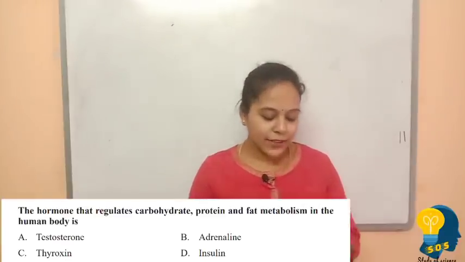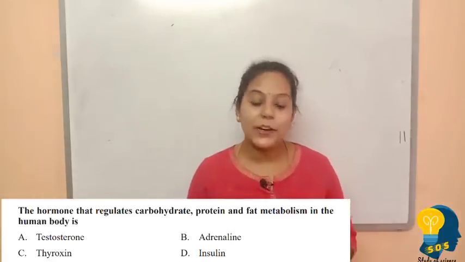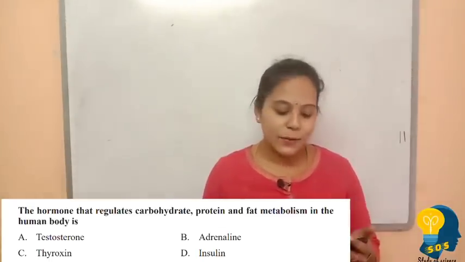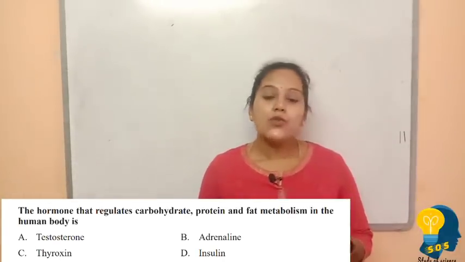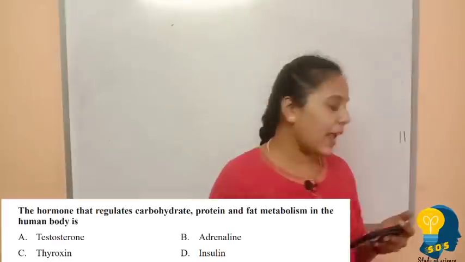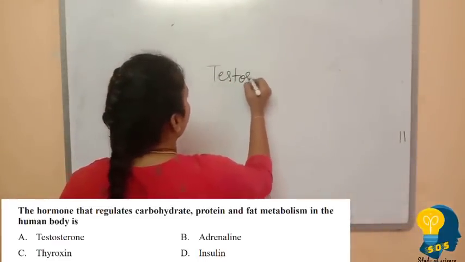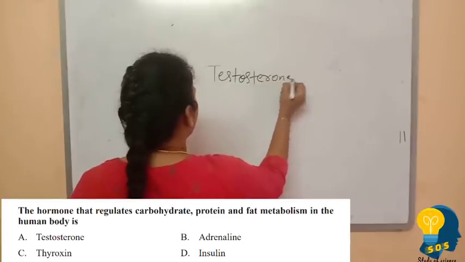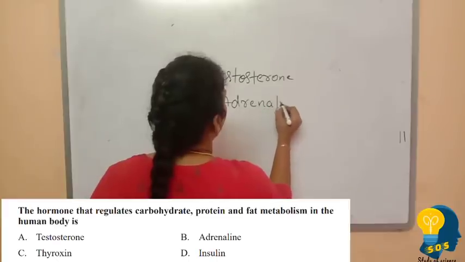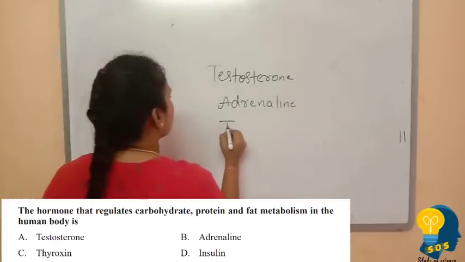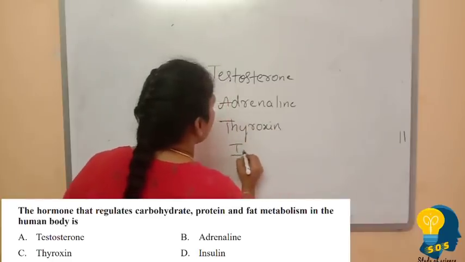Okay, and the next question is, the hormone that regulates the carbohydrate, protein and fat metabolism in the human body is. So you have to find that out. Okay, so options are: option A, testosterone. Option B is adrenaline. Option C is thyroxine. And option D is insulin.